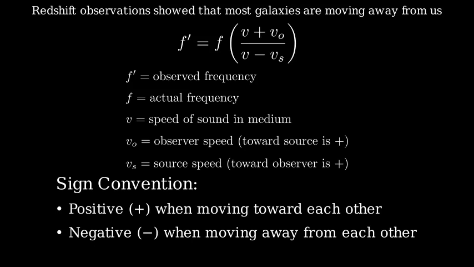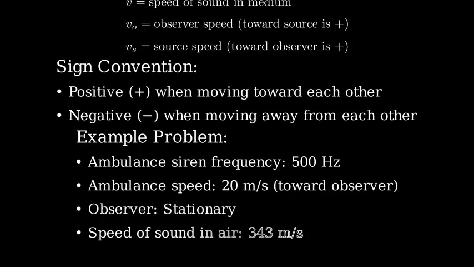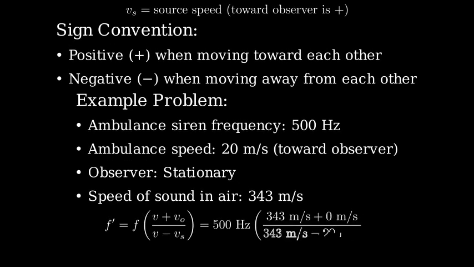Let's work through an example to see how the formula works in practice. Imagine an ambulance with a siren frequency of 500 Hz, moving at 20 meters per second toward a stationary observer. The speed of sound in air is 343 meters per second. Let's calculate the frequency heard by the observer. We plug these values into our formula.